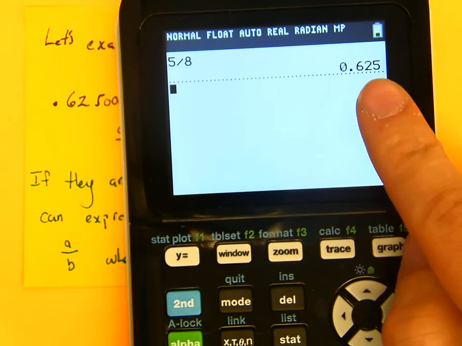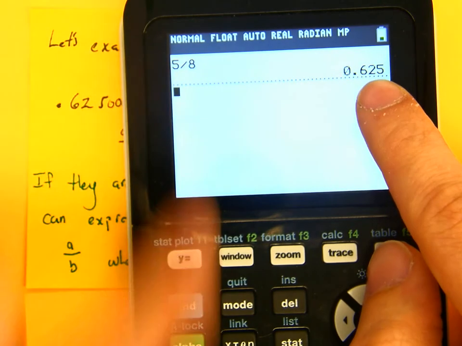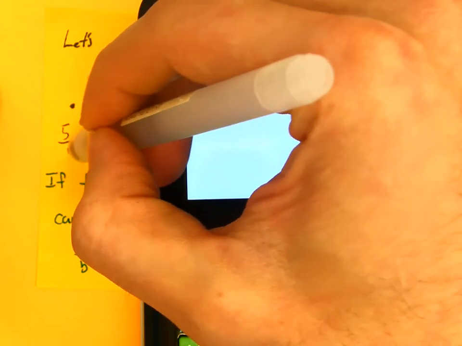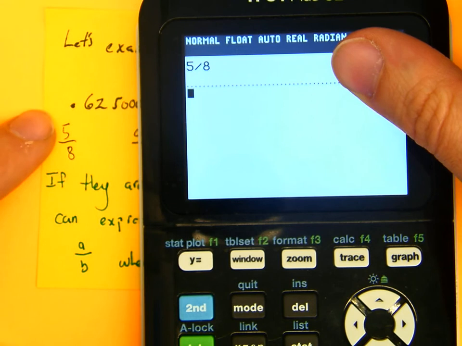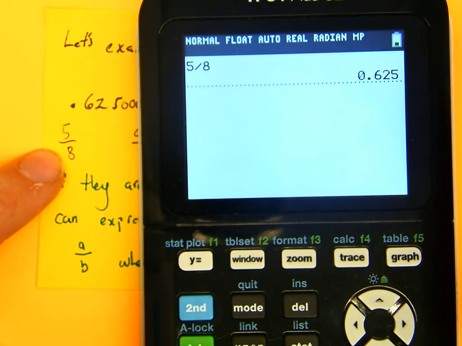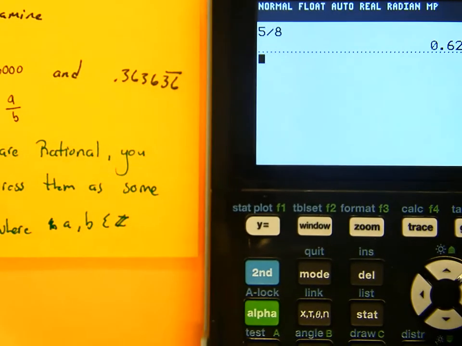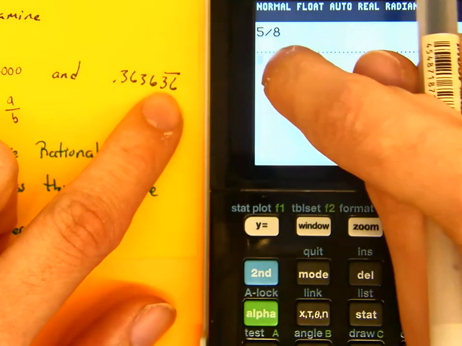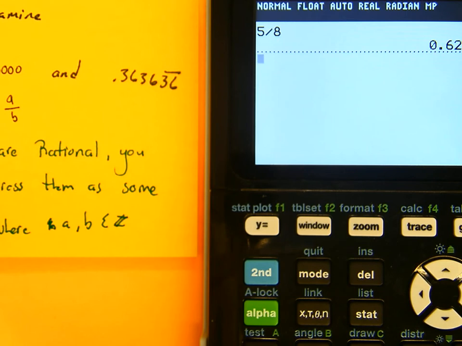Aha! So now notice that 0.625 can be described as 5 over 8. Because you know that 5 over 8 is rational just by looking at it, because you have integer over integer. So if 5 over 8 is rational, then 0.625 is also rational. Okay, let's take a look at this one. If I'm saying 0.363636 is rational, then there has to be some a over b that does it. So let's take a look at this.